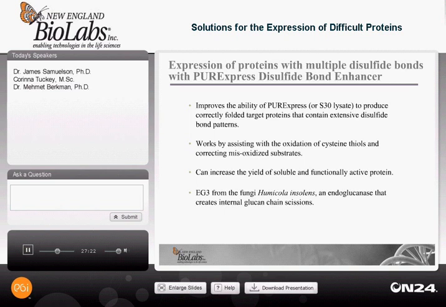The protein in this example, as mentioned before, is EG3 from the fungi H. insolens. It's an endoglucanase that creates internal glucan chain scissions.